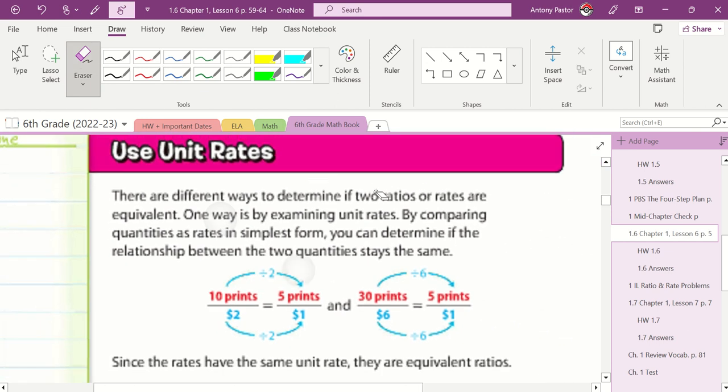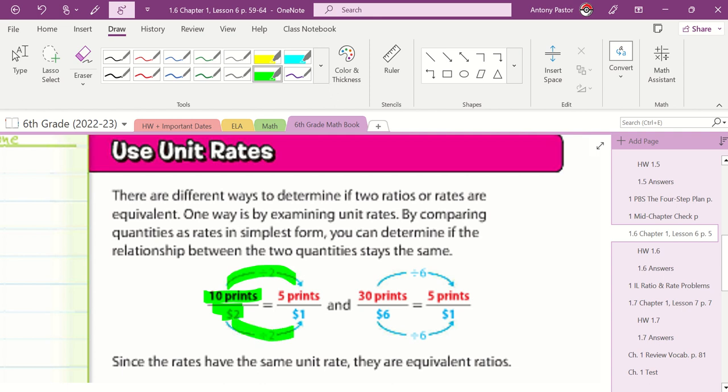There are different ways to determine if two ratios or rates are equivalent. One way is by examining unit rates. By comparing units or quantities as rates in simplest form, you can determine if the relationship between the two quantities stays the same. So, just like we did above, 10 to 2, we divided both of these by 2, and it became 5 prints for $1. On the flip side, it was 30 prints for $6, so I divided by 6 to make it $1. And when I divide 30 by 6 as well, it was still 5 prints. Therefore, these two were equivalent.